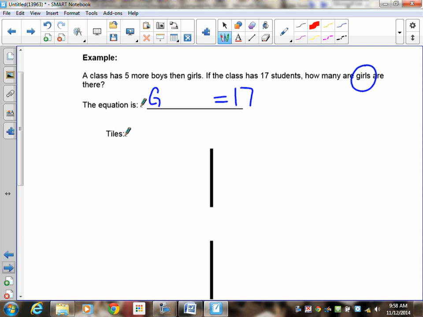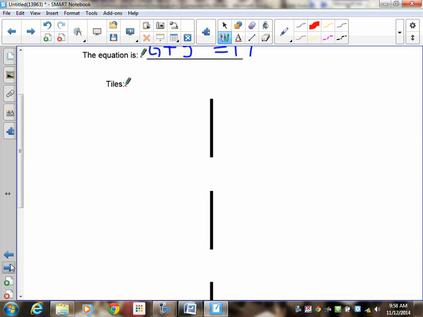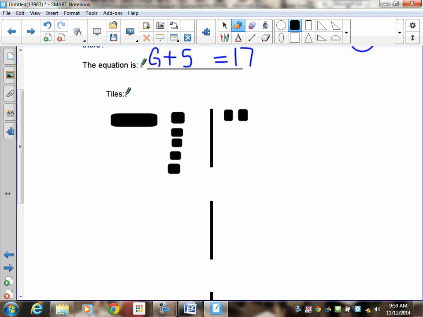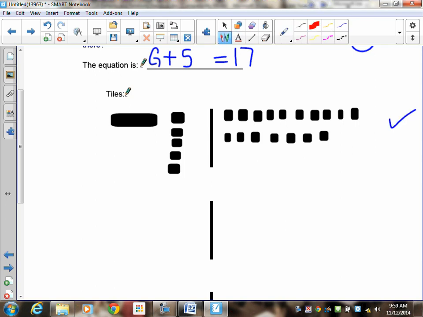And I know that there's 5 more boys than girls. So in order to make this happen, and these are the girls, if I need 5 more boys, I'm going to add 5 to this. I take the girls, I add the 5 boys, I'll have 17. Okay? So, taking a look at this, solving it. G, 1, 2, 3, 4, 5, and on this side, 17. There we go, 17. Okay, so I've drawn the tiles, check. Take away 5, check. Take away 5, check.